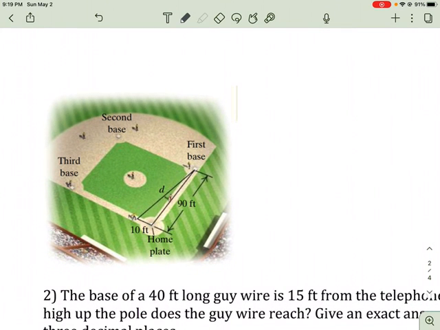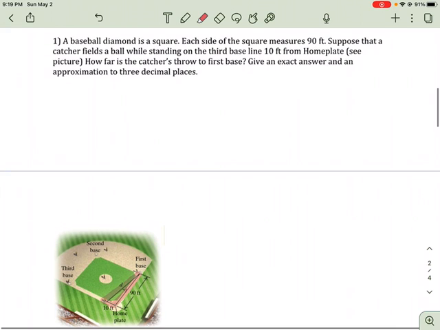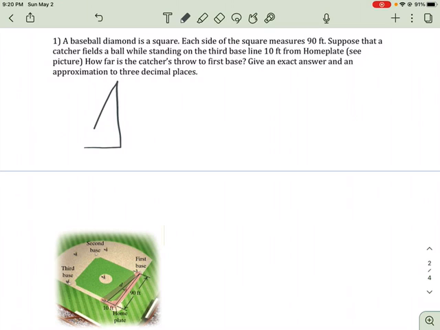Okay, so here's the picture. This is kind of hard to see, but here's our right triangle, so I'm going to redraw that up here. We have a right triangle. Here it is, where this is 10 feet. Here's our right angle. This is 90 feet. And here's our catcher, my little guy here, and he's going to throw the ball to first base, which is over here, and we have to figure out what that distance is.